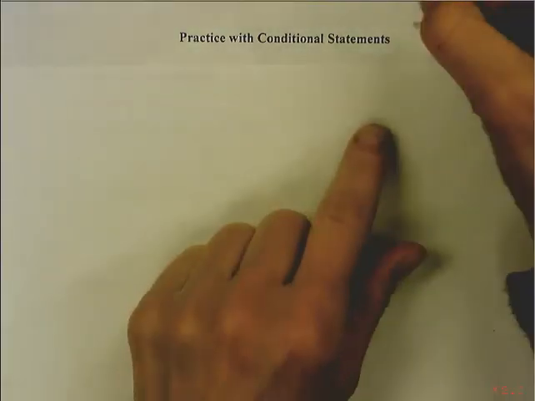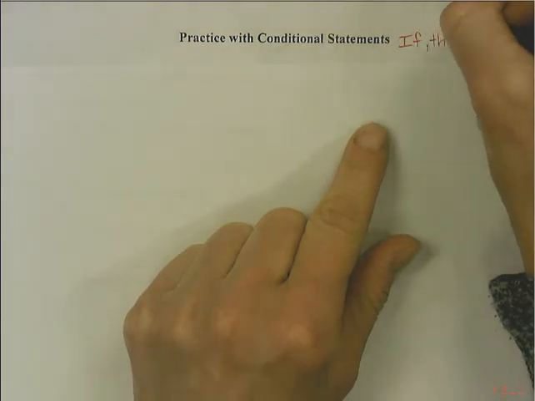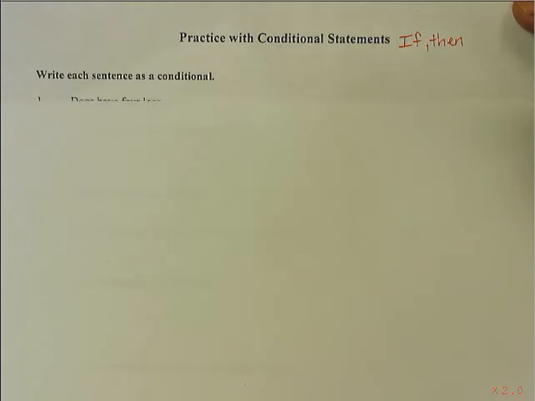All right, in this video we're going to look at conditional statements. A conditional statement is a statement that can be written in the if-then form. So we also call them if-then statements. Sometimes we'll ask you to write a sentence as a conditional. So, dogs have 4 legs. Well, we would want to say something like, if an animal is a dog, then it has 4 legs.